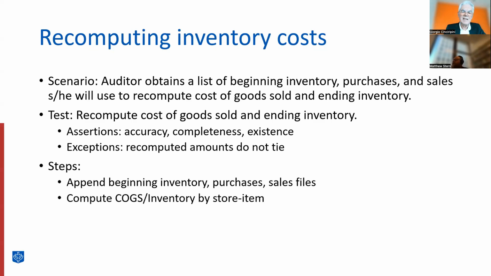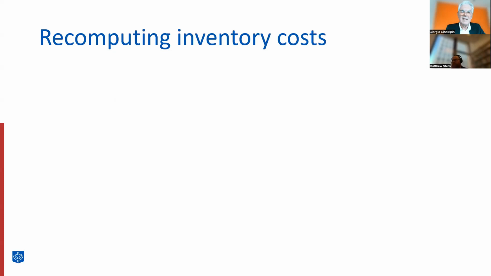From there, we're going to compute COGS and ending inventory for each store item combination. So this is a retailer with many stores, and they sell many different inventory items. So of course, COGS is calculated at the store item level. We're then going to sum the amounts across the store items, and that's going to give us the numbers for the financial statements that should tie out, okay?